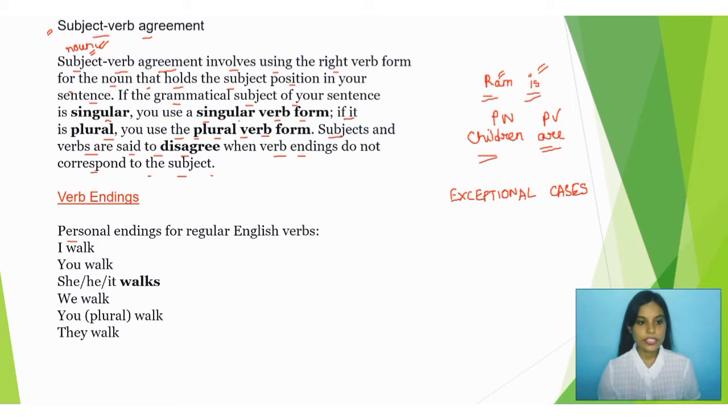Okay. Personal endings for regular English verbs. So first of all, we say I walk, you walk. With I goes walk, you walk. Okay. She, he or it walks. So you see S is being added. We walk, no S. You walk, no S. They walk, no S.